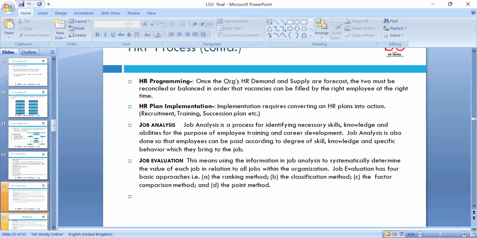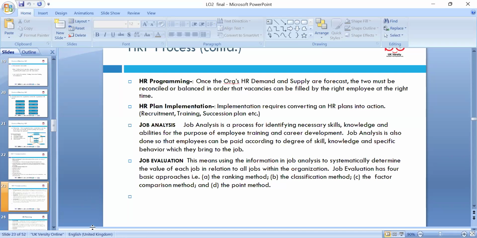HR programs, we can look around demand and supply. So when the salaries go up, what will happen? Supply can be more, as people can prefer those countries and companies, and for the demand, if the business is growing, the demand can be high. For HR plan implementation, we make sure of recruitment, training, succession plan, job analysis: what's the job, what's the skill.